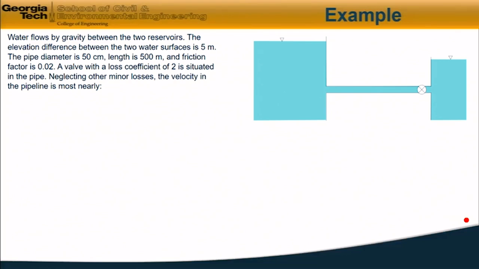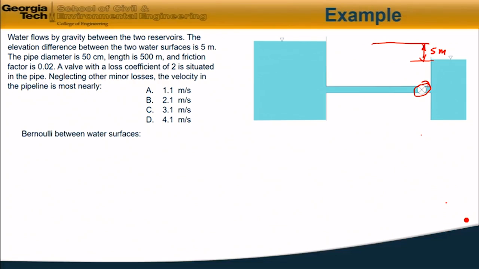In this example, we have water flowing by gravity between two reservoirs of different elevations. We're given that the elevation difference between the two reservoirs, this height difference here, is 5 meters. The pipe diameter is 50 centimeters, the length is 500 meters, and the friction factor is given as 0.02. We have a valve here with a loss coefficient of 2 situated in the pipe, and the question is, neglecting other minor losses, the velocity in the pipeline is most nearly which of these 4 possible answers?